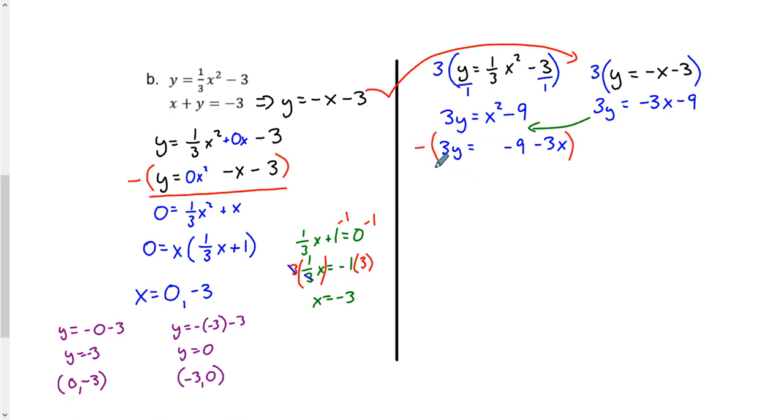3y subtracting 3y is still 0. x squared minus 0 is x squared. -9 subtracting -9 is 0. And 0 x's subtracting -3x's is a +3x. So when we quickly solve this, we can factor out our x: x times x plus 3 equals 0, so x equals 0 and x equals -3. So that still works out the exact same way as before.